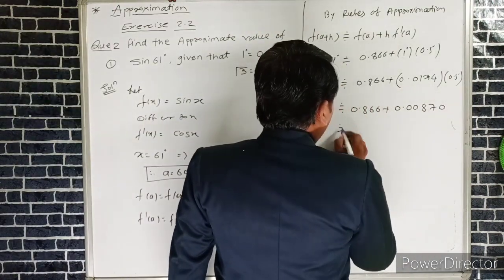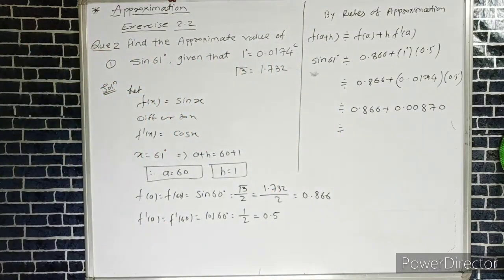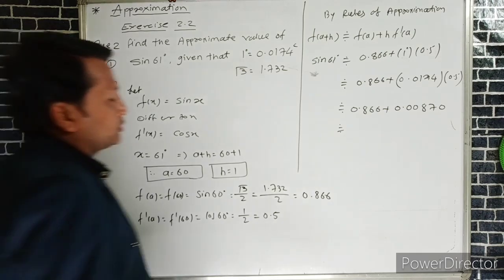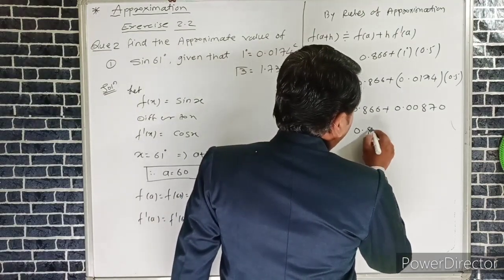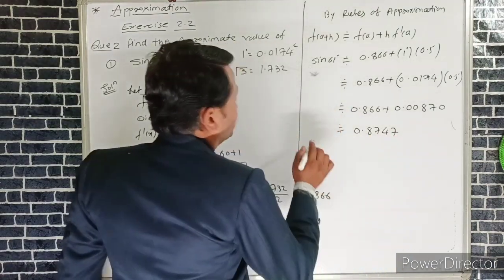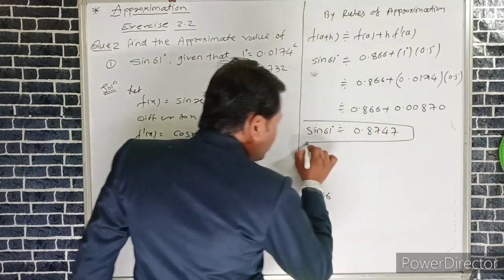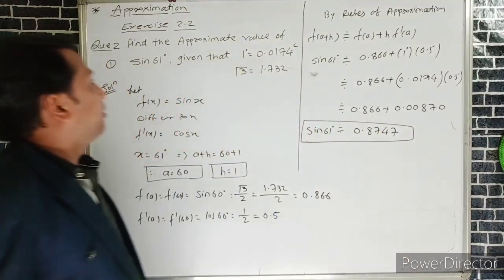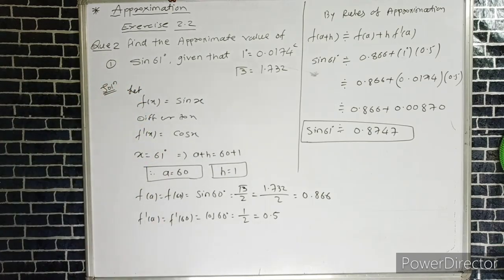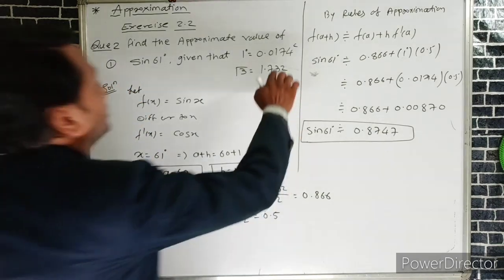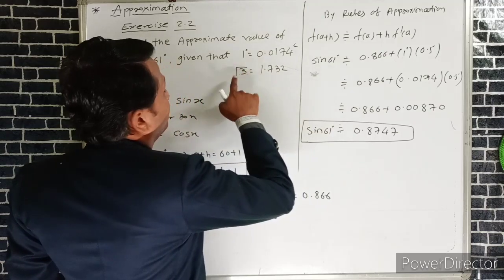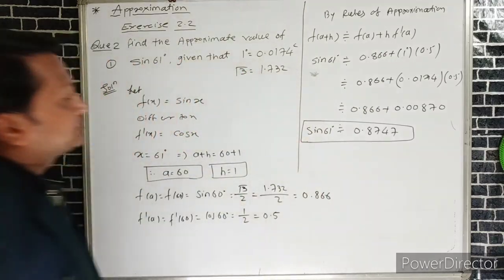So if we take the sum of both terms, 0.866 plus 0.00870 is 0.8747, which is the required approximate value of sine of 61 degree. Again, 1 degree is equal to 0.0174 radian and root 3 is equal to 1.732.